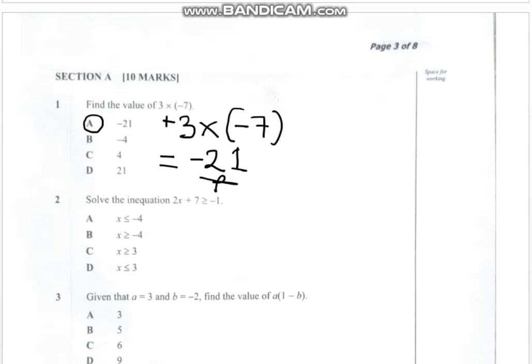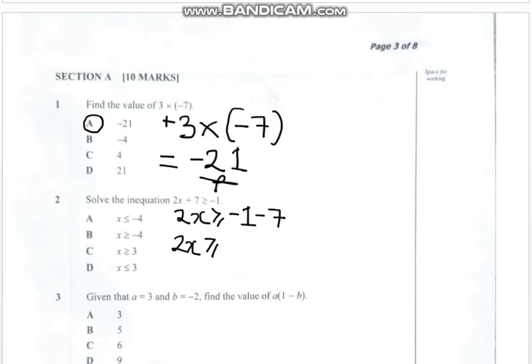Going to question 2, solve the inequation 2x plus 7 greater or equal to -1. For this one, what we're going to do is solve it the same way we solve equations. This is an inequation in one variable, so the only variable there is x. What we're going to do is move 7 to the right side. So we show 2x greater or equal to -1. Then if 7 moves, it becomes a negative on this side. So on the left side we have 2x greater or equal to -1 minus 7.